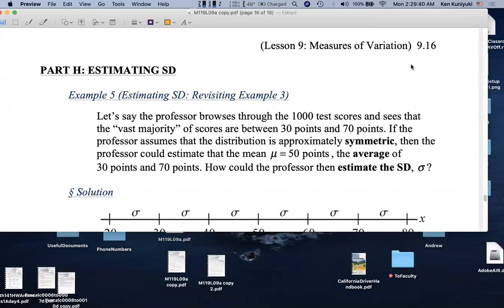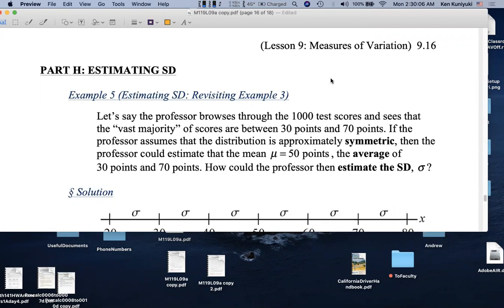Hi everyone. Before, we used the standard deviation and the 2SD rule to develop a usual or realistic range of values. Now let's do it in reverse. How would we use a usual or realistic range of values to estimate a standard deviation? So let's say that I, the professor, browsed through the 1,000 test scores from a class test.